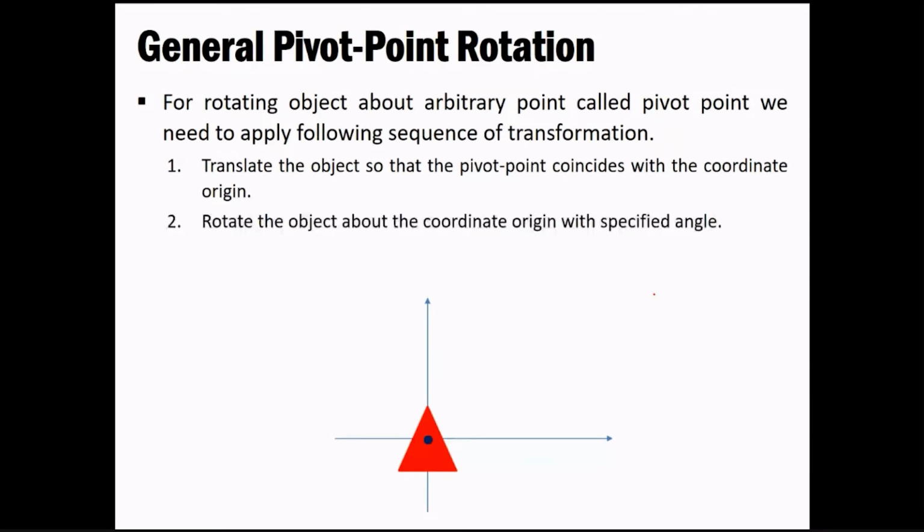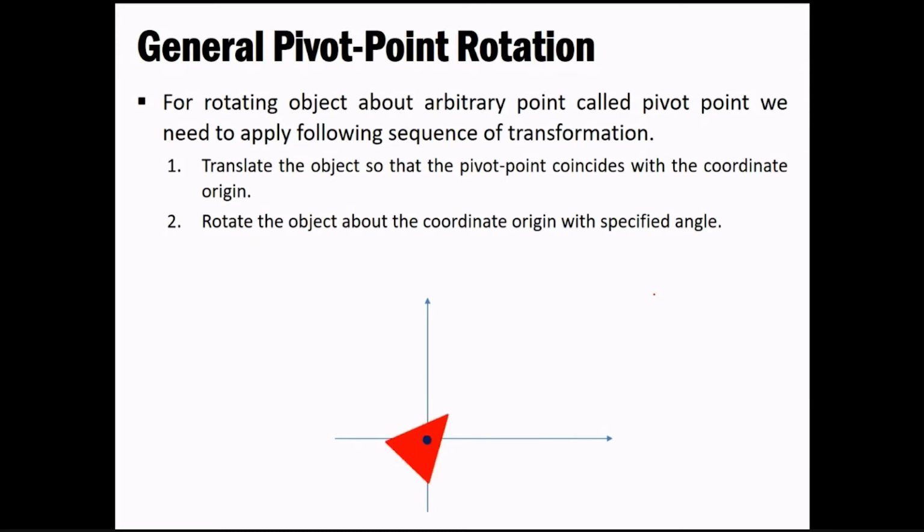The second thing is to rotate the object, because our operation here is to rotate the object about the coordinate origin. As I told you in yesterday's talk, you need to perform the operation at the origin and then take it back to the original location, which is the arbitrary point. So rotate the object about the coordinate origin with the specified angle. Whatever is given to you, you just apply that and perform the rotation.